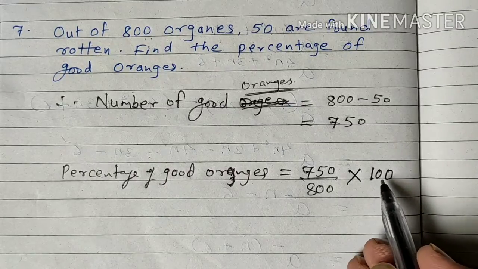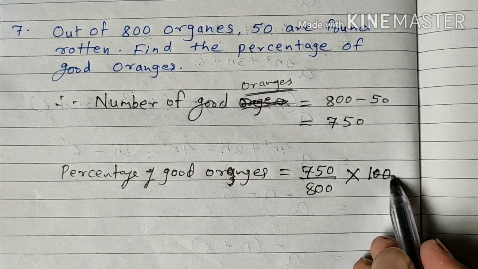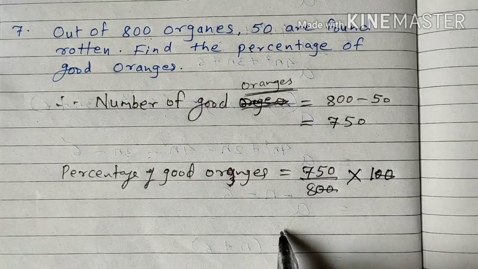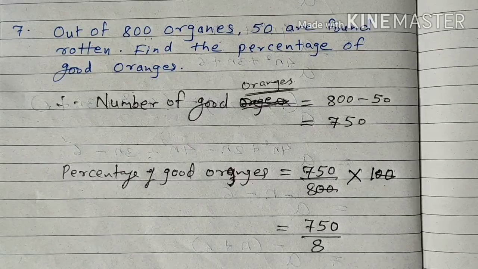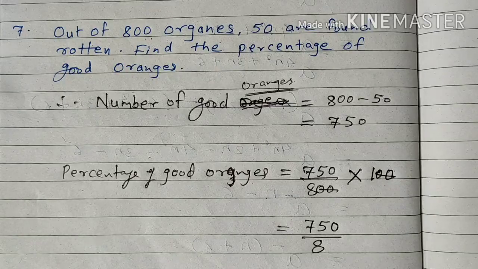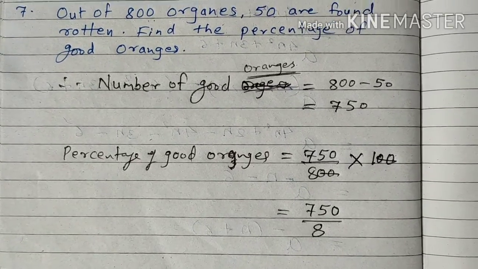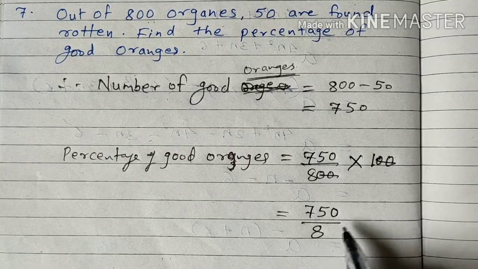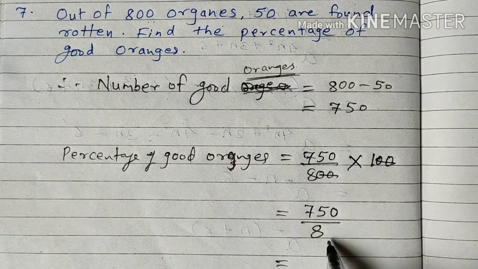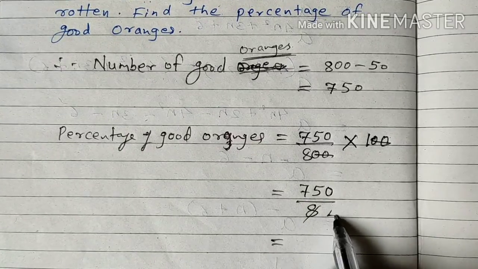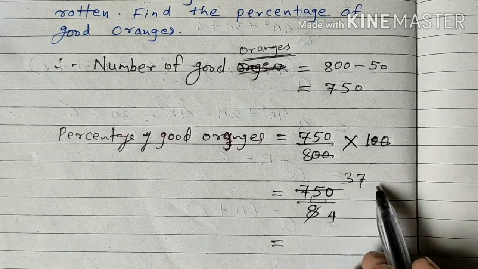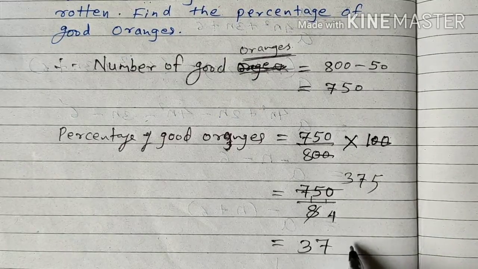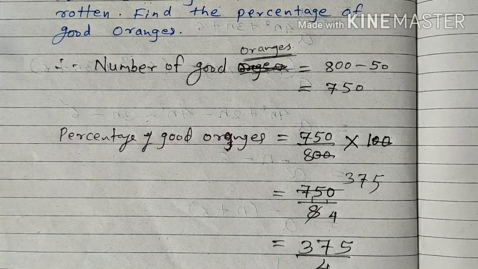Now what will happen here? Let us remove this 0, 2 zeros will get cancelled. So it is 750 upon 8, or we can also write the same thing into the mixed fraction, or we can reduce it by 2. So when we reduce it by 2, then what we are getting? It is 375 upon 4%.